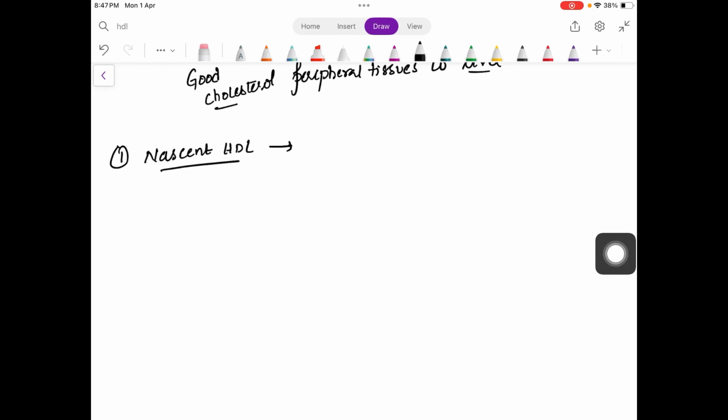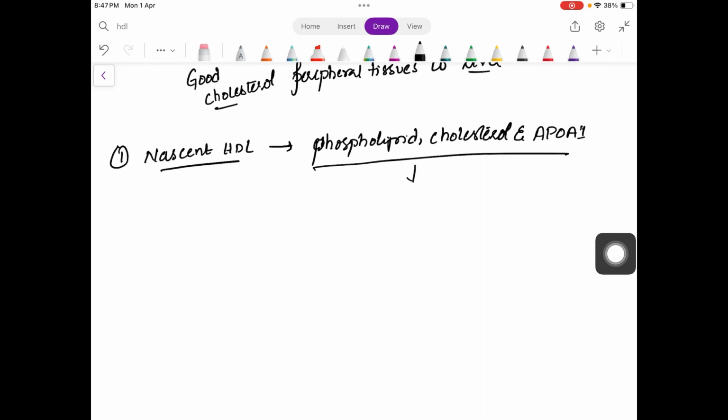And this nascent HDL will be secreted from liver and intestine, and they will have phospholipid, cholesterol, and ApoA1 molecule, and this will be in discoid shape.